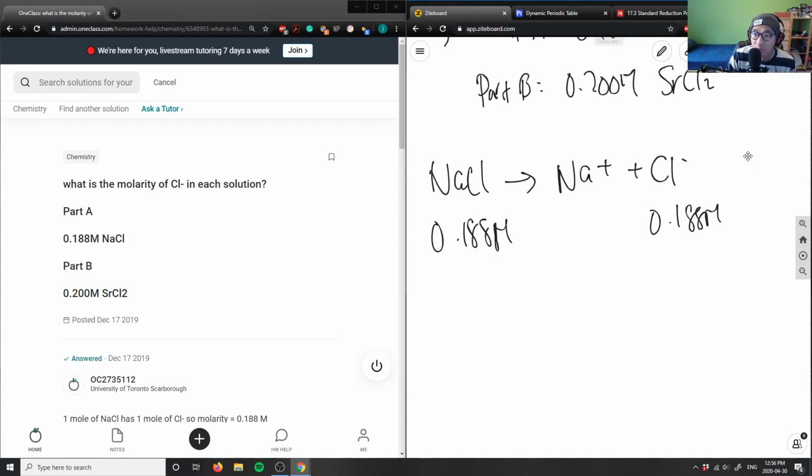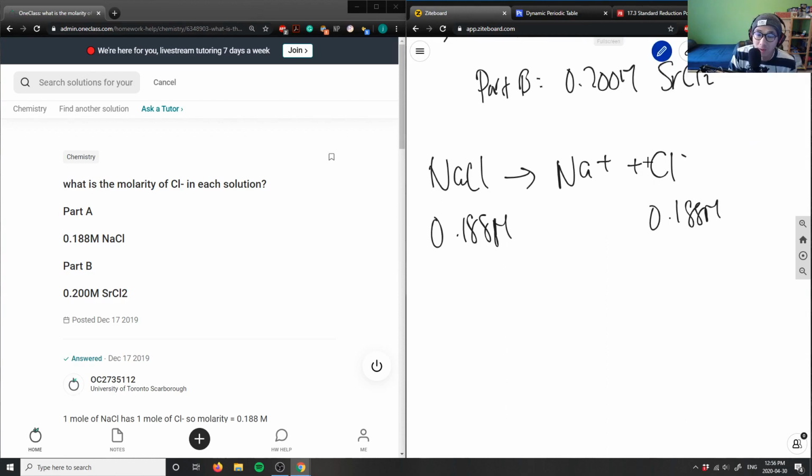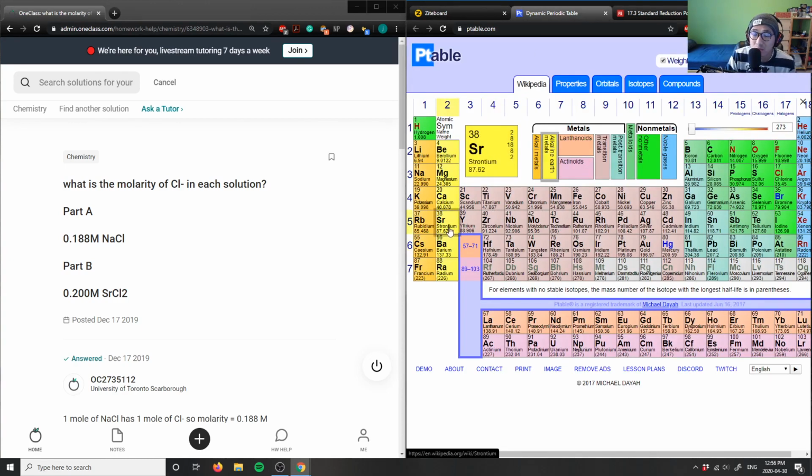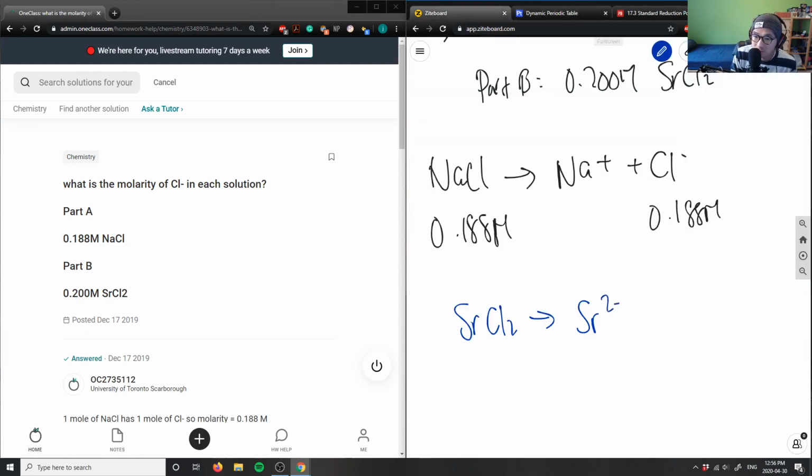And then finally for part B, let me do some blue. I have the strontium chloride. It's going to dissociate to Sr, I believe Sr here is 2+, plus Cl minus. I'm going to have to balance this chemical equation first. There's going to be a 2 here.